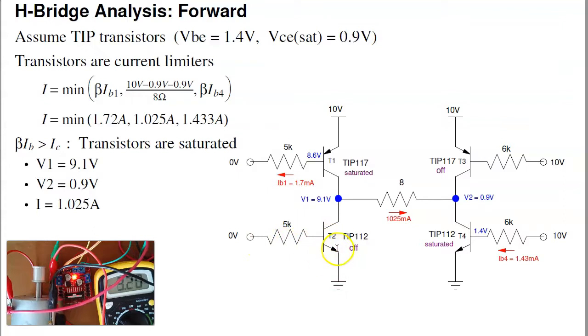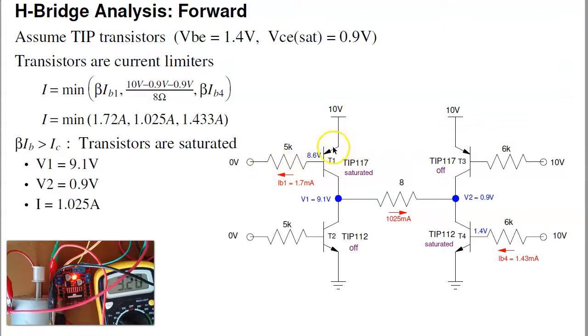There's no current through the diode. T3 is off. Tie both these to 10 volts and there's no current. No current means it's off. And T4, apply 10 volts across it. Transistors are really current limiters. The current is going to be the minimum of beta IB, the current limited by the 8 ohm resistor, and beta IB over here. For this design, these are TIP transistors, the gain's 1000.